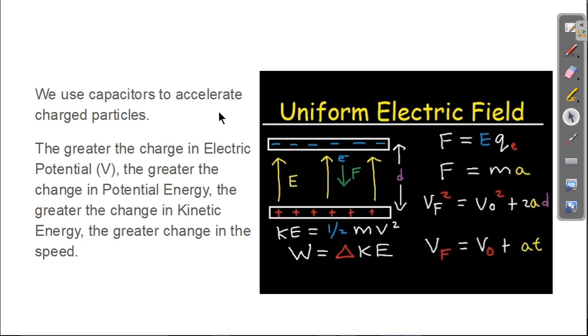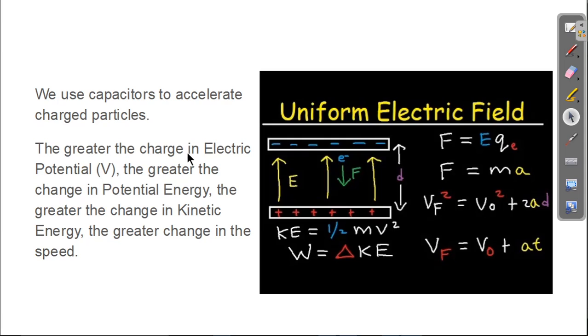We use capacitors to accelerate charged particles. That's what we do because you are storing charge. That charge will translate into electrical potential. Electrical potential will change into potential energy. Potential energy translates into kinetic energy, and that's where you have your velocity, which can give you acceleration. You know this. This is all the same thing we have been talking about, so nothing new here.